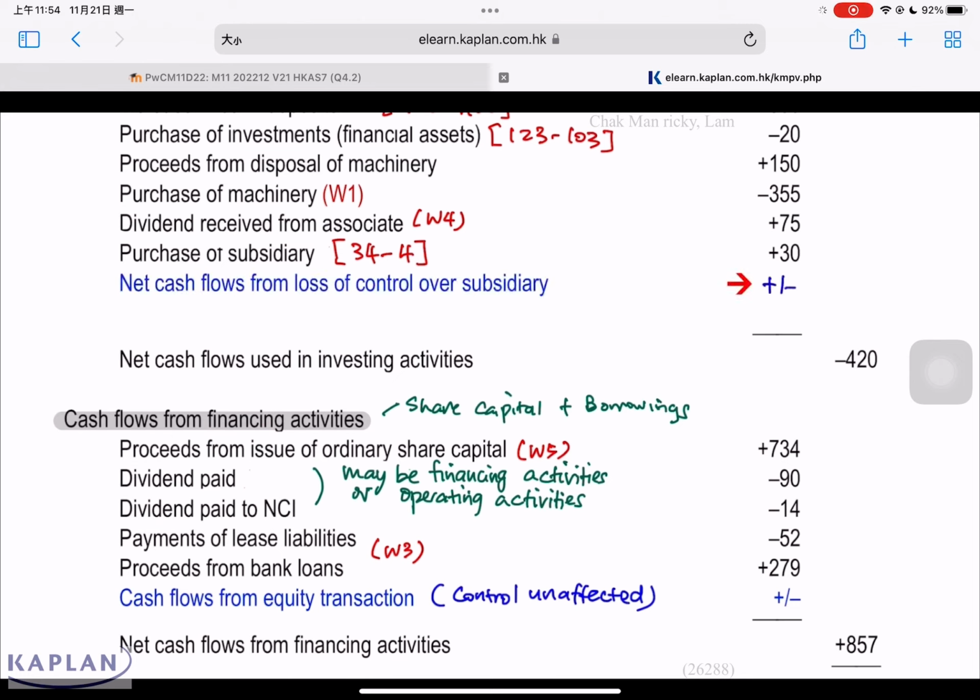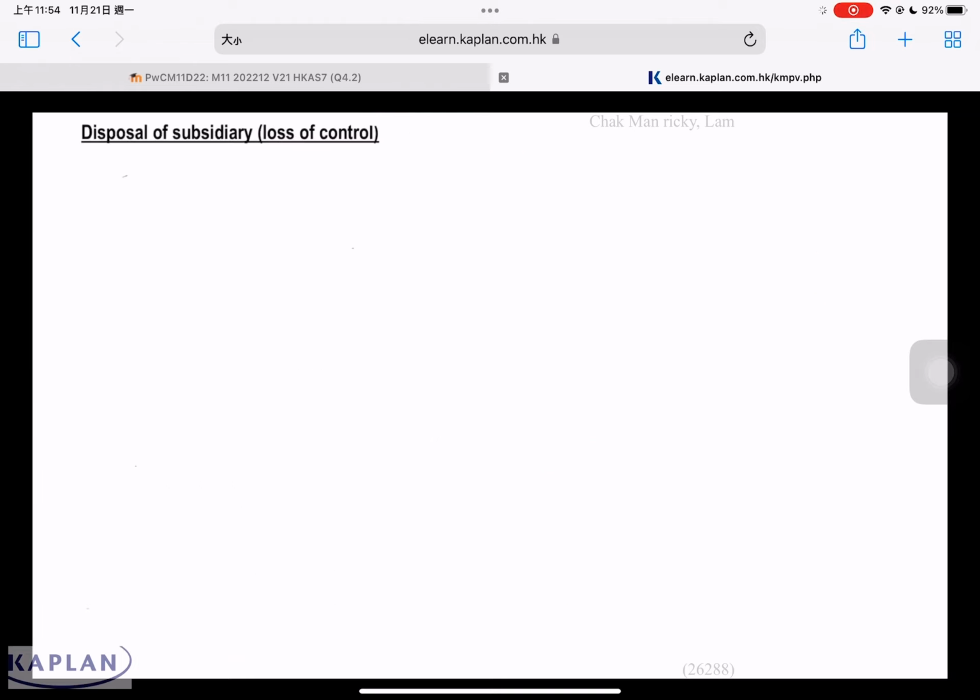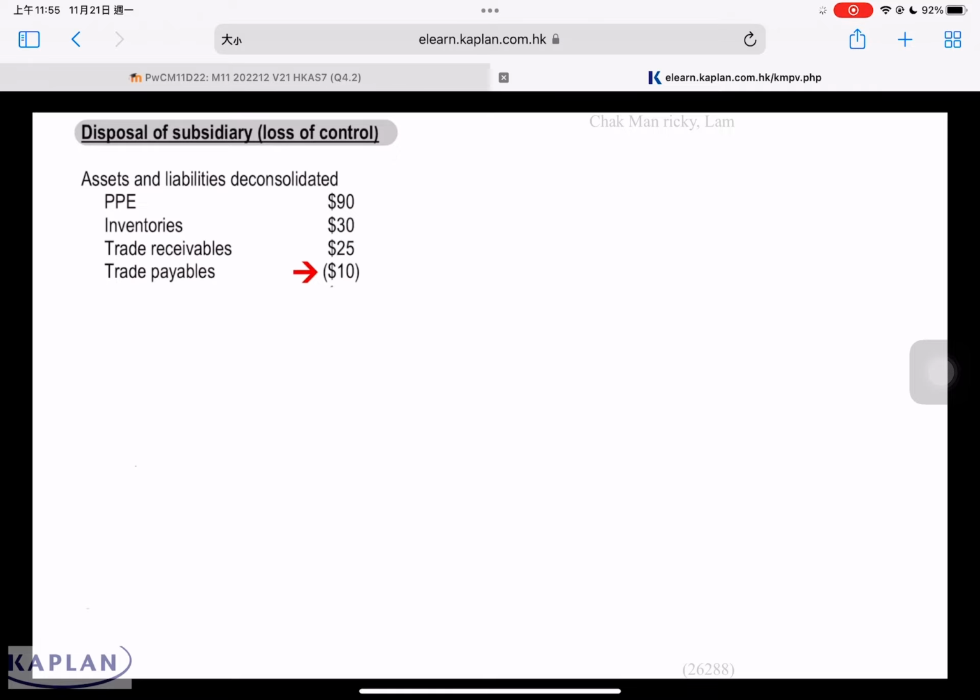How do you calculate this figure? If you know how to calculate the cash flow from acquisition of a new subsidiary, you should know how to calculate the cash flow from disposal of a subsidiary. It's the opposite. Let me show you. Just for discussion, disposal of subsidiary, loss of control. Assets and liabilities that are deconsolidated or derecognized. For example, PPE is equal to 90, inventory is equal to 30, trade receivable is equal to 25, trade payable is minus 10, and the cash that is deconsolidated is equal to 40. And do not forget we have goodwill, $20.